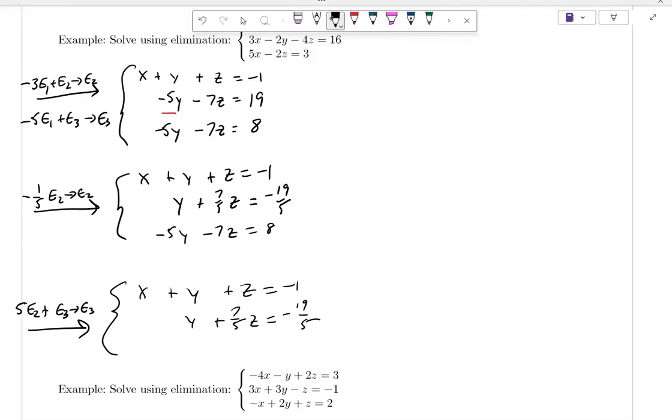5 times 7/5 is 7. Minus 7 gives you 0. 5 times 19/5 is negative 19. Plus 8 gives you negative 11.